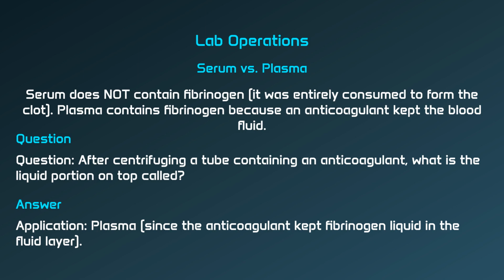Question: after centrifuging a tube containing an anticoagulant, what is the liquid portion on top called? Answer. Application. Plasma, since the anticoagulant kept fibrinogen liquid in the fluid layer.